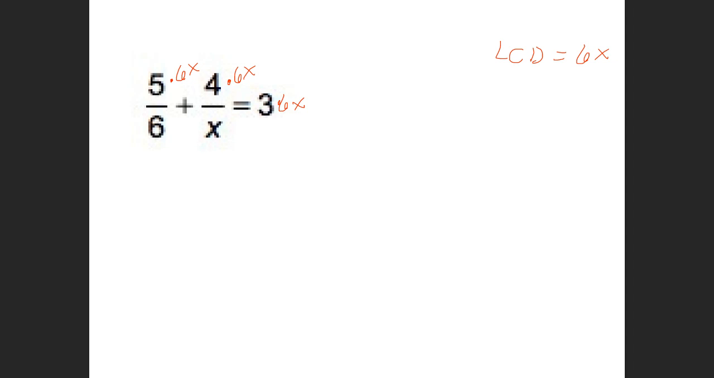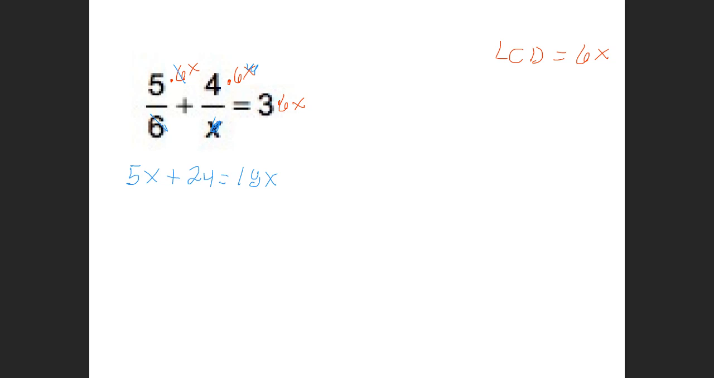First thing I do is I know things are going to simplify, so those 6's are going to cross off. So I'm left with 5x plus, well, here the x is going to cross off the x here. So I have 4 times 6, which is 24, is equal to 3 times 6x, which is 18x. Now, if you do that first step and you end up with denominators still in your problem, you did something wrong, because the denominators will cross off.